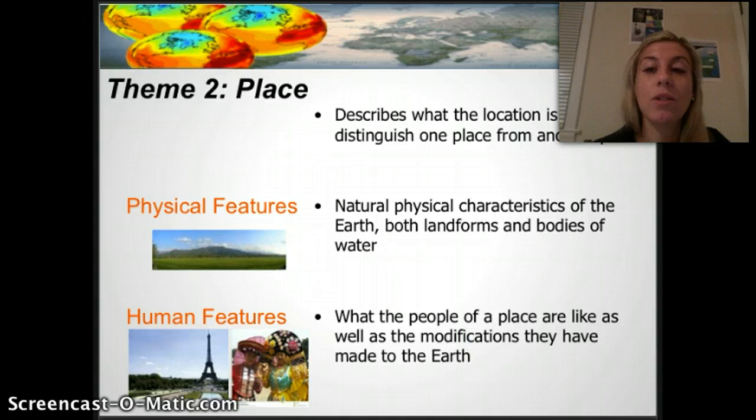Its physical features would include all the natural characteristics of the earth, like landforms and bodies of water, mountains, oceans, rivers. Human features would include describing the people of the place, like the language they speak, the religion they have, or the modifications they've made to their place, the buildings that they've built, or the cities that they have.